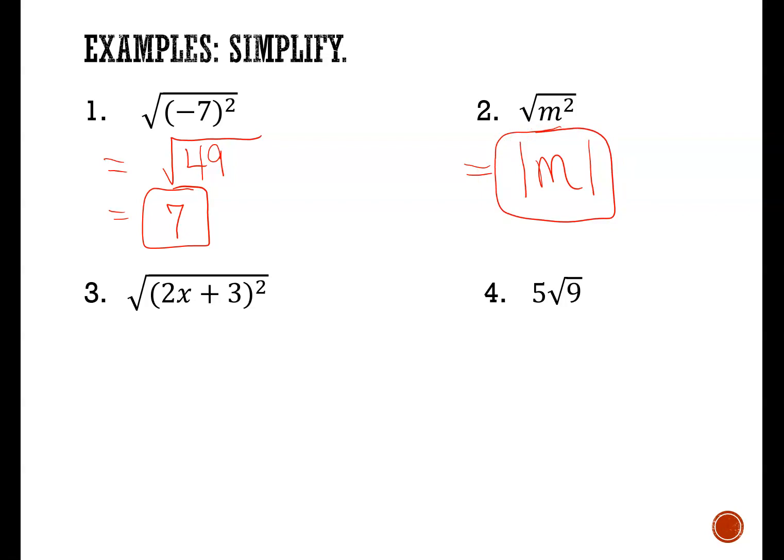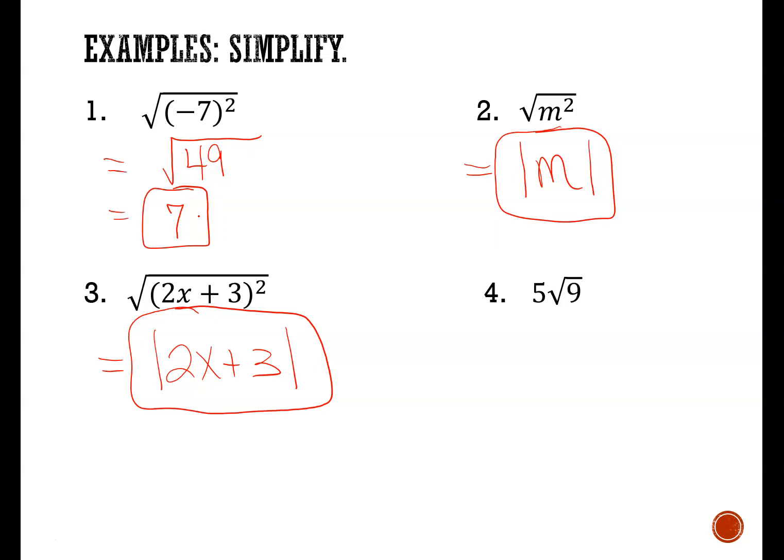Number 3 is very similar. So you have a whole expression here, but it has a variable in it. And because of the variable, we don't know whether the result would be positive or negative. So we're still going to write the 2x plus 3. The square and the square root get rid of each other. It leaves the 2x plus 3. But to make it positive, we're going to put absolute value bars. We didn't need absolute value bars on number 1 because 7 is already a positive number.